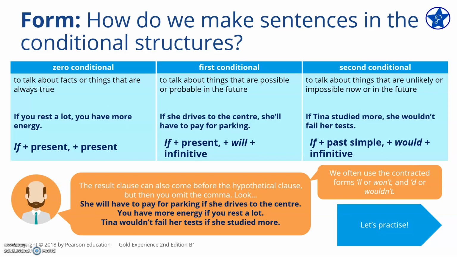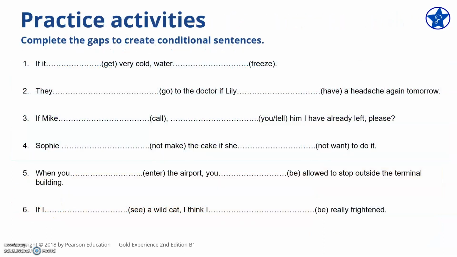So now it's time to practice. Have a look at these wonderful conditional sentences. We need to complete the gaps to create, well, the conditional sentences. Watch out. First of all, ask yourself, is this probable or improbable? Or possible or impossible? So let's have a look at the first sentence. If it, very cold, water.